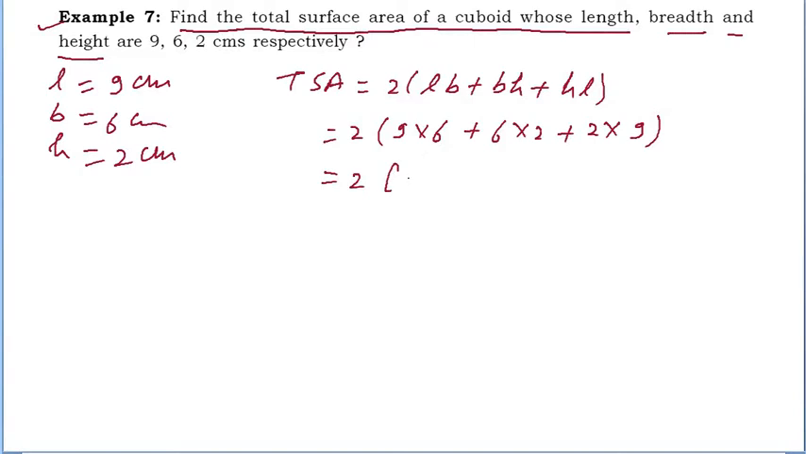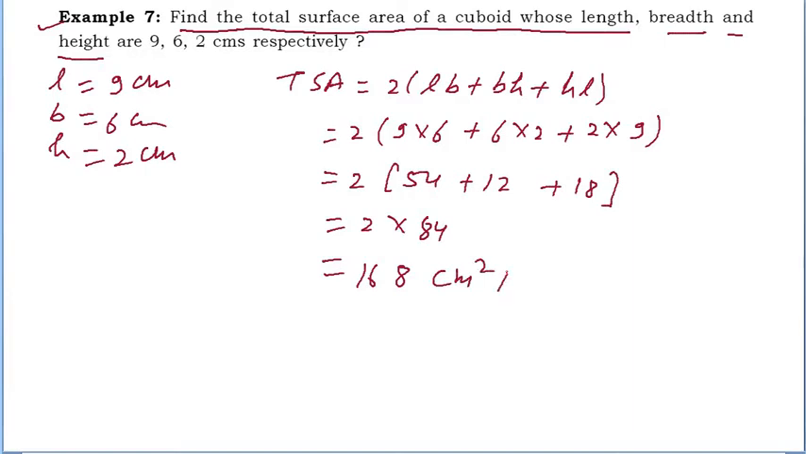9 sixes are 54, 6 twos are 12, and 9 twos are 18. It is 2 into 84. So now multiply this: 2 fours are 8 and 2 eights are 16, so 168 centimeter square. And it is centimeter square, that is the unit of the total surface area. So you have to write total surface area of the cuboid.